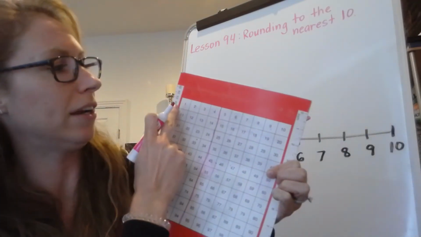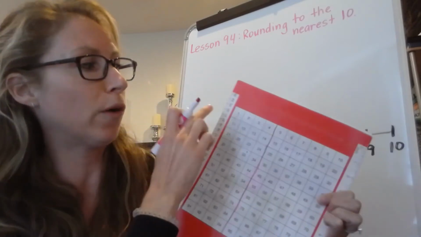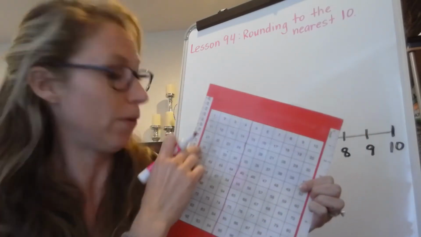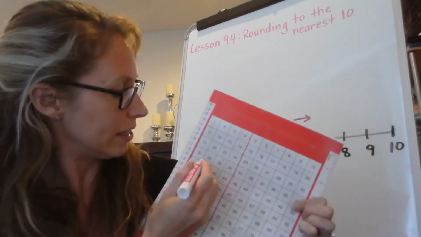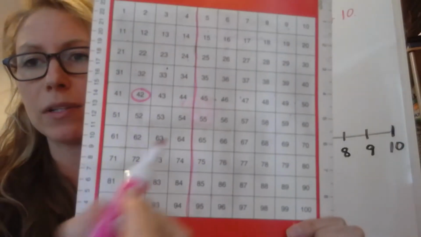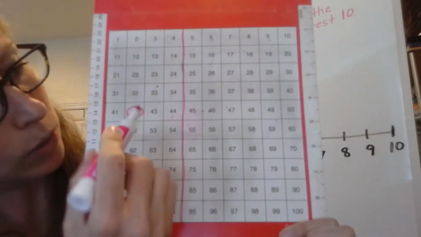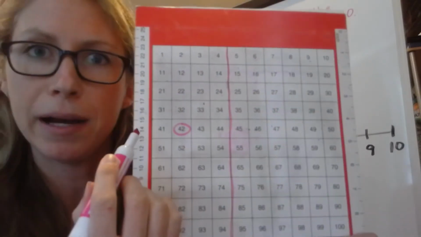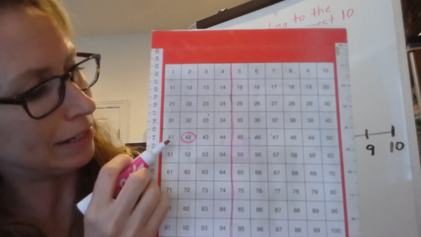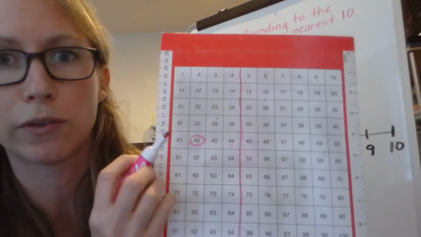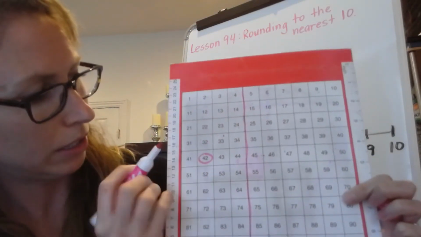Everything before it rounds back to the 10 before it, but notice the 10 before it isn't on this side. So let's say I had the number 42. Well, 42 is on this side, so it rounds back. But it doesn't round to 41. What comes before 41? It comes 40.